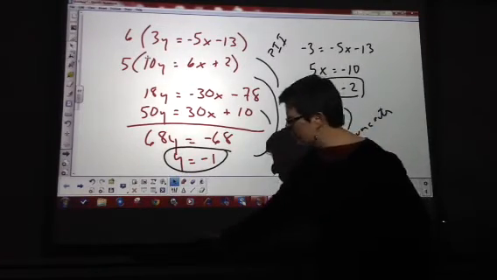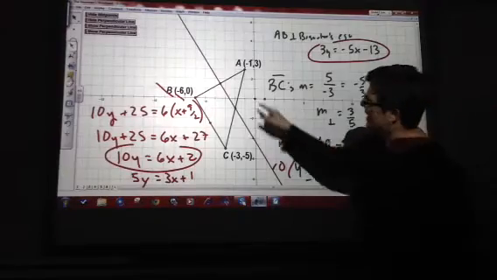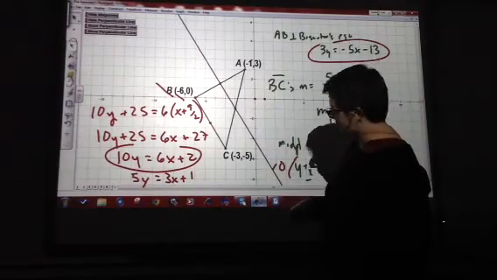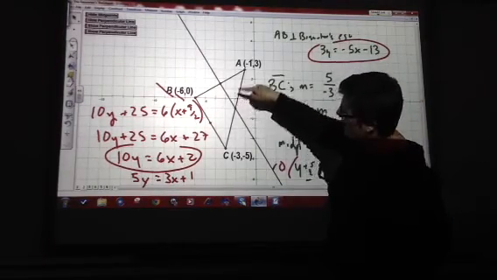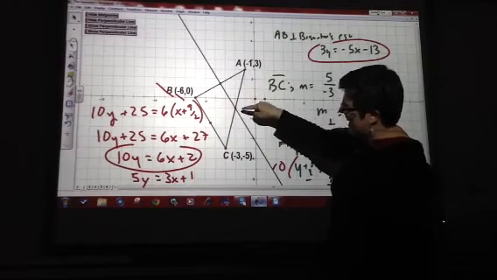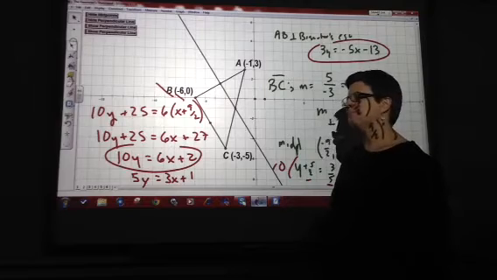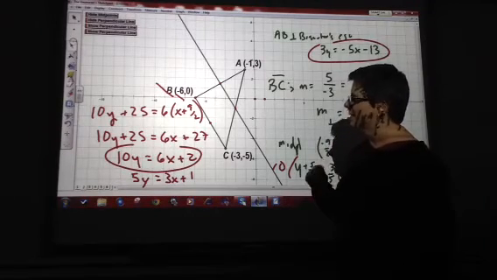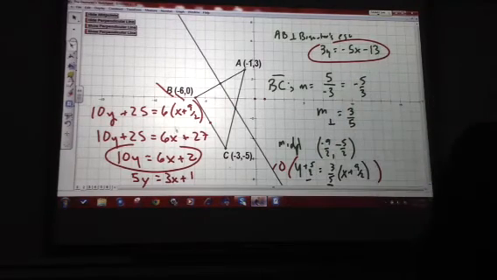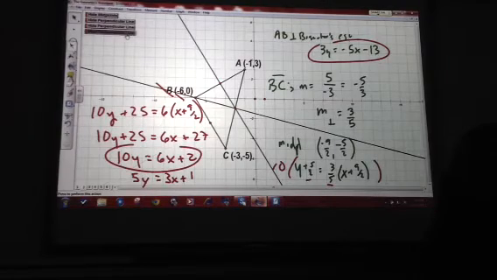Now let's look at the geometric implications of this. Negative 2, negative 1. Does a circumcenter always lie on the side of a triangle? Well, not always, but we have a very special case. The special case we have is a right triangle.